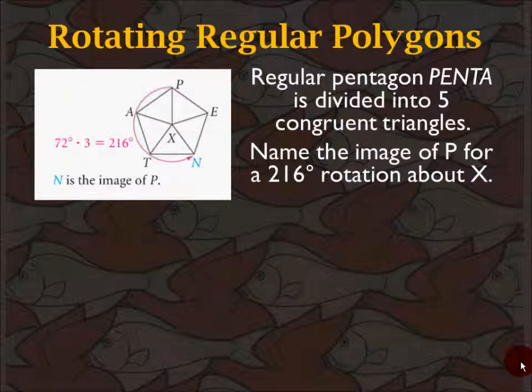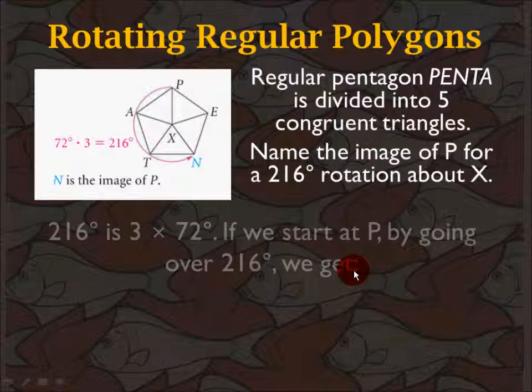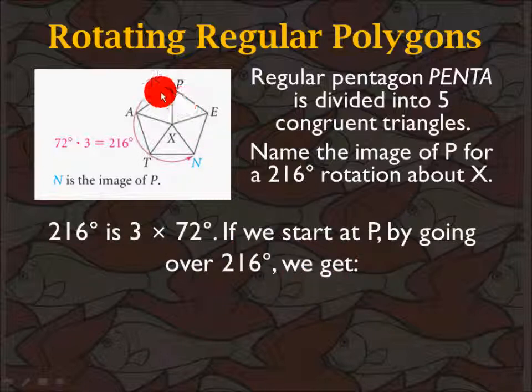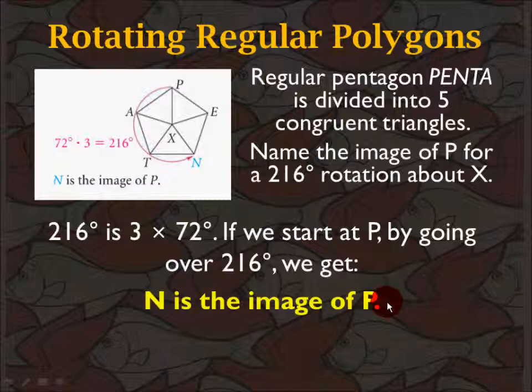Now, if you were to do a 216 degree rotation, that's basically 3 times around. So if you wanted the image of P for that rotation, you're basically going to advance 3 triangles. So the answer here is that from P, we go 72 to A, 72 more to T, 72 to N, and N becomes the image of P. In other words, if you rotate P, N is where you're going to end up.